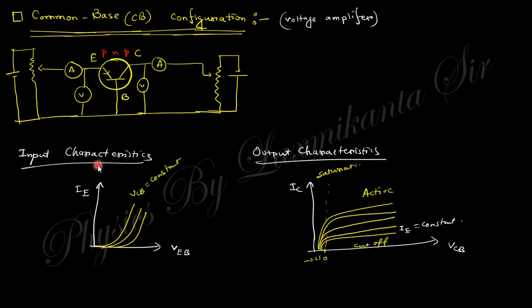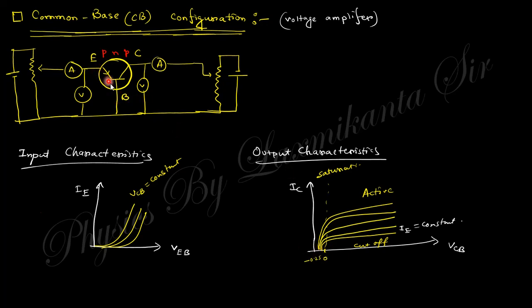Common base configuration now comes as the next point. In common base configuration, the base is common between the input and the output circuit. The input characteristics will be the same, with the forward bias junction, and the output will be like that, but the starting point will be separated out here.